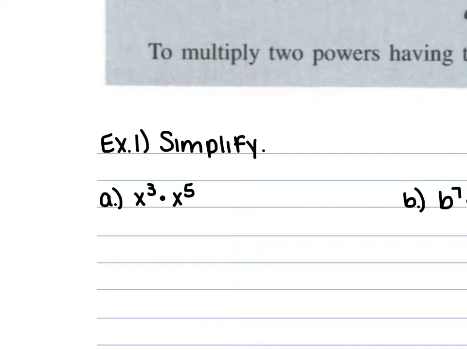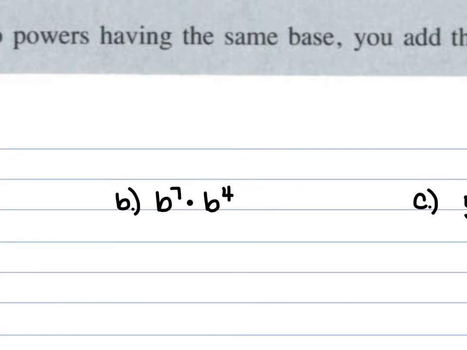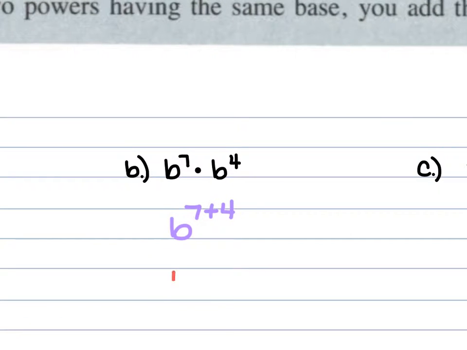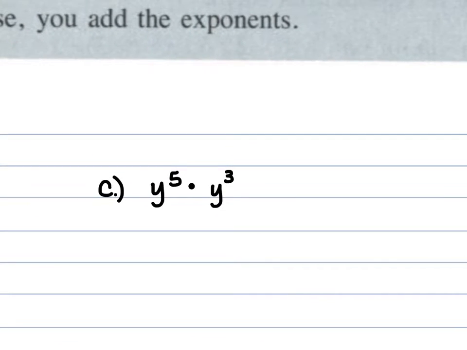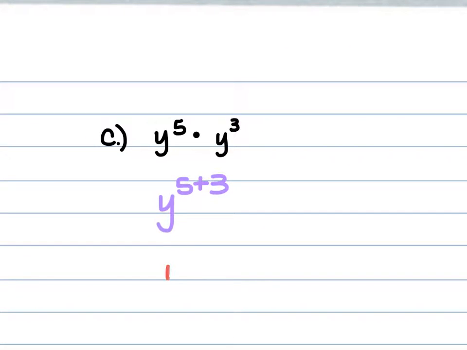For A, we have x to the third power times x to the fifth power. So we're gonna keep the x and add the exponents. So if we do the 5 plus 3, we get x to the power of 8. For b, we have b to the 7th times b to the 4th power. So we're going to keep the b, and the 7 and the 4 are going to add together to give us b to the power of 11. Next, we have y to the 5th power times y to the 3rd power. So we're going to keep the y, and we're going to add the 5 and the 3 to get y to the power of 8.